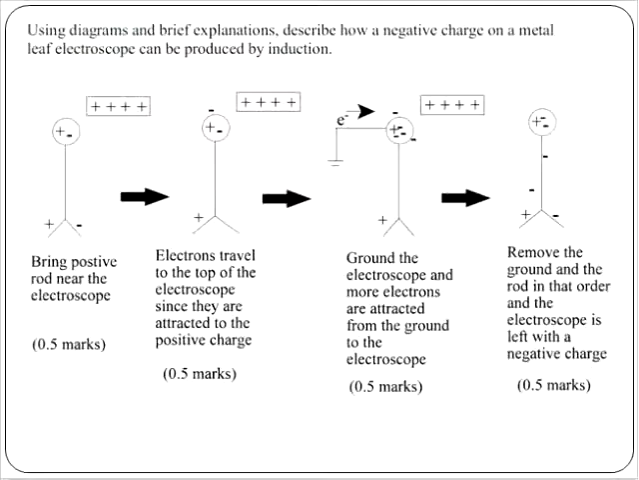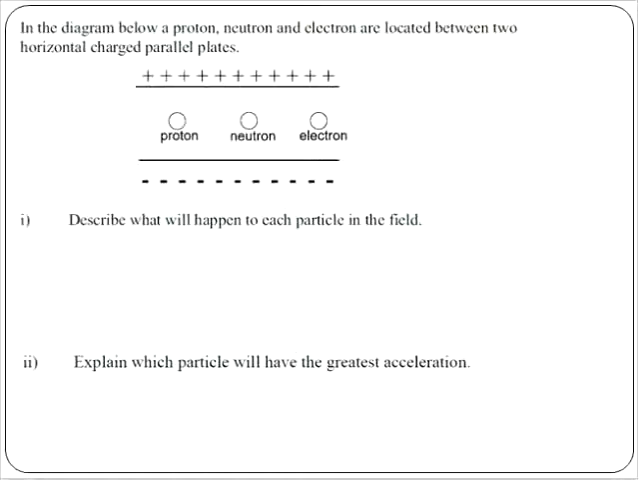So that question was on an old public exam. It hasn't been there for a couple of years, so I wouldn't be surprised to see it again. Here's another one that talks about electric charges. We've got the diagram below. We've got a neutron, a proton, a neutron, and an electron located between two horizontally charged plates. Describe what will happen to each particle in this field. What would happen to each particle?